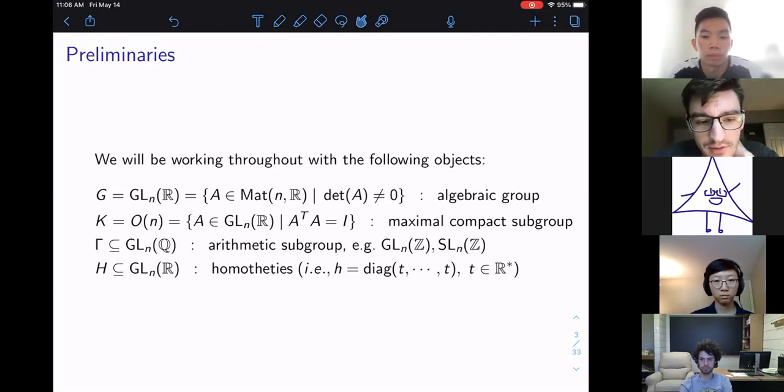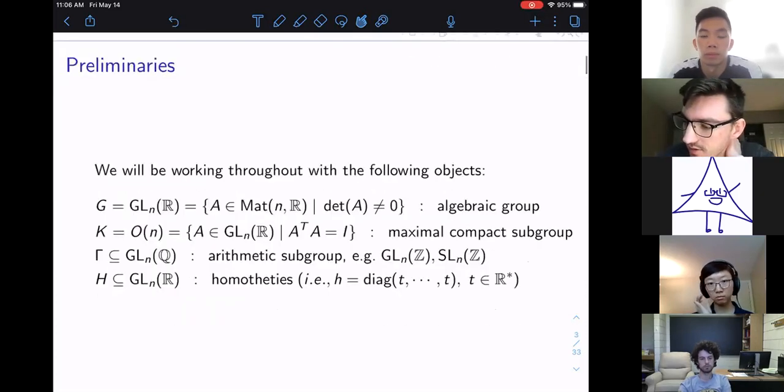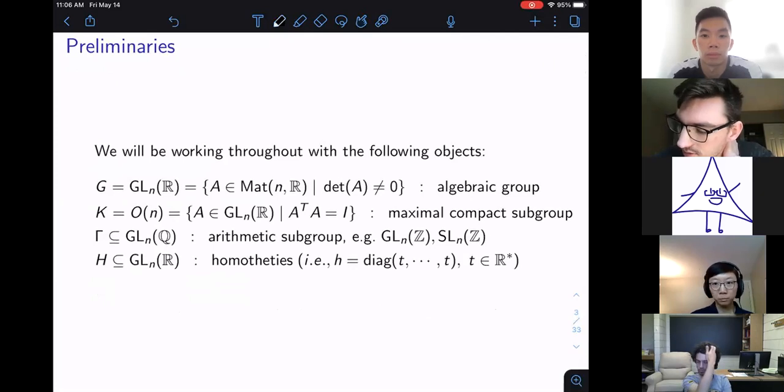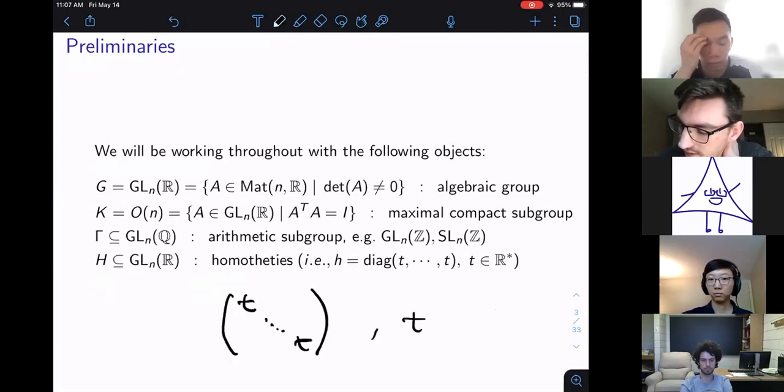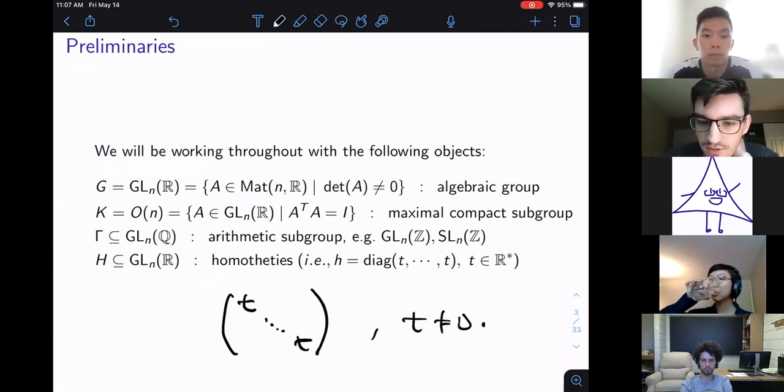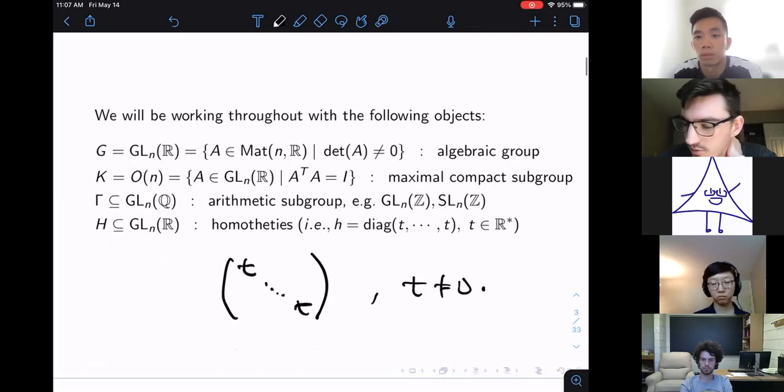And we have the space of homotheties. These are just the diagonal matrices with some non-zero real scalar along the diagonal. In particular, these scale the matrices in GL_n, and so we can normalize everything to have determinant 1. And this will be useful, as we'll see.